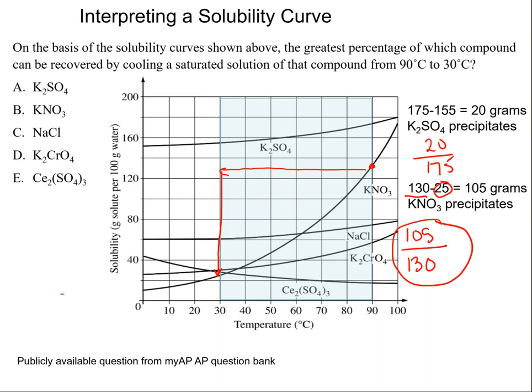Now we could look at the other curves also, the sodium chloride, the potassium chromate, but we can see here that we have the steepest curve, and so our answer must be the sodium chloride as the answer.